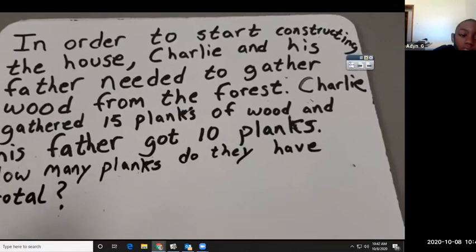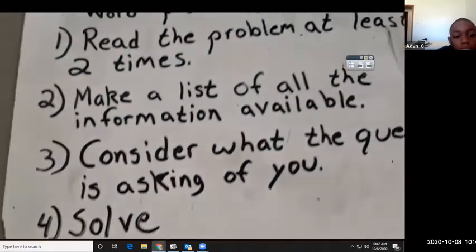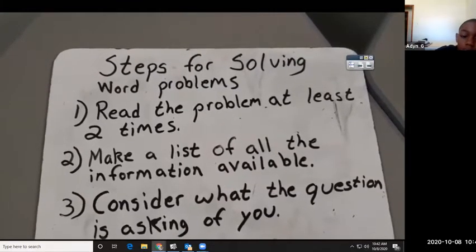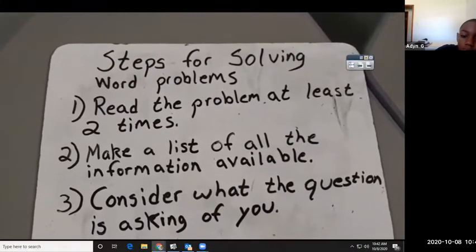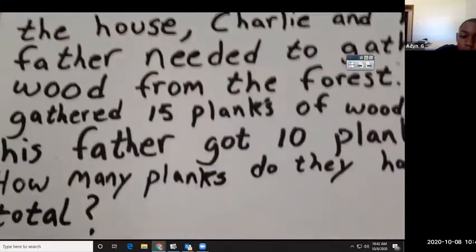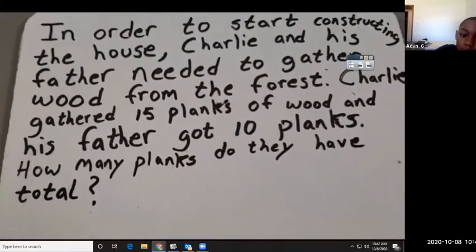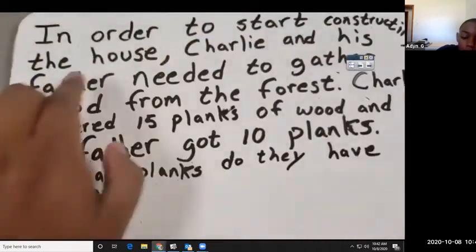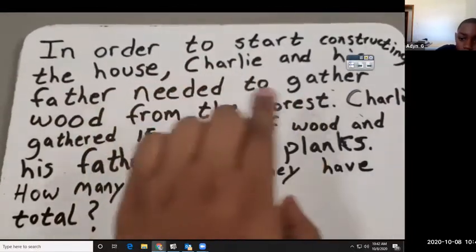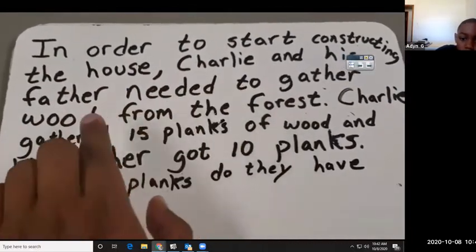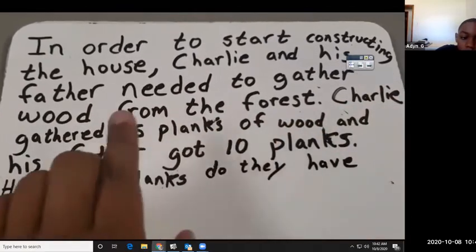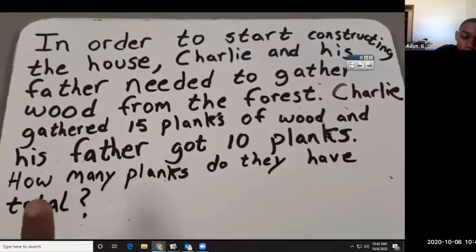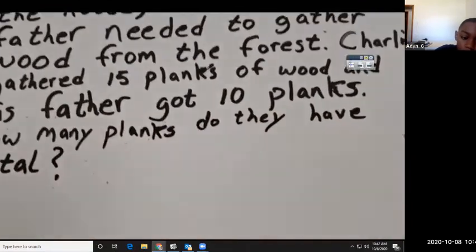And my first time around, let me go with my steps for solving word problems. Number one says read the problem at least 2 times. Well, I read it once, I don't understand it, so let me read it again, maybe much slower. In order to start constructing the house, Charlie and his father needed to gather wood from the forest. Charlie gathered 15 planks of wood, and his father got 10 planks. How many planks do they have total?